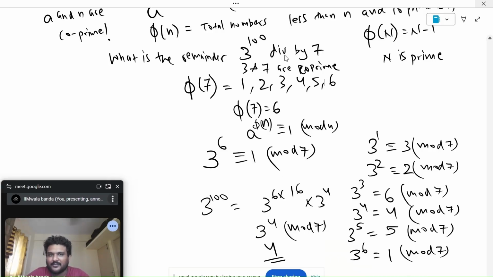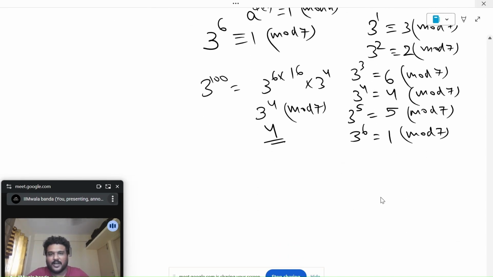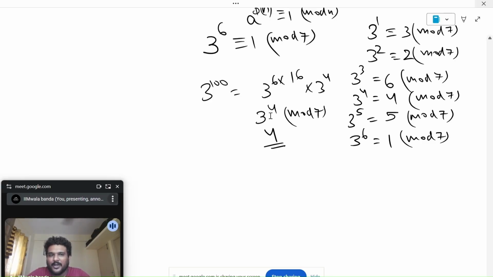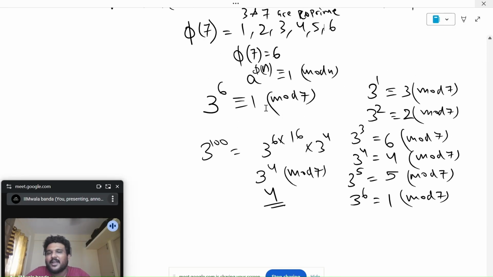have anyway done it with cyclicity. And if you look at it, 3 to the power 6 has a cycle of 6 going on, right? So I can simply write 3 to the power 100 as 3 to the power 6 into 16, and 3 to the power 4. Now I know there is a cyclicity, so I would have anyway used this. So where did I use Euler? Because I got 3 to the power 6, I know the remainder is 1. And in this case, this is also coming as 1. So sometimes Euler is very effective, but most of the time we can do it with cyclicity.